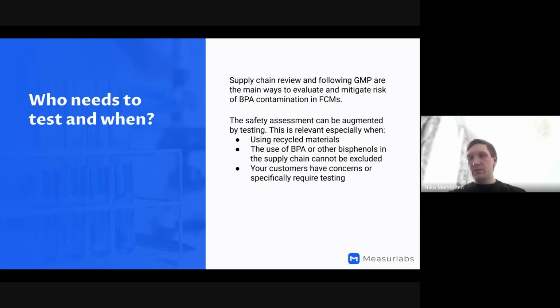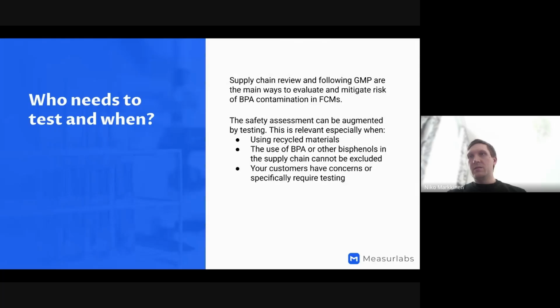But first and foremost, I would like to highlight that the number one solution is to do a supply chain review and maintain proper GMP. Basically you can then confirm that BPA is not intentionally used in any of the materials throughout the supply chain, not by you and not by your suppliers. So then it mitigates the risk in a way that you can define that, okay, I'm not within the scope of this new regulation, right?